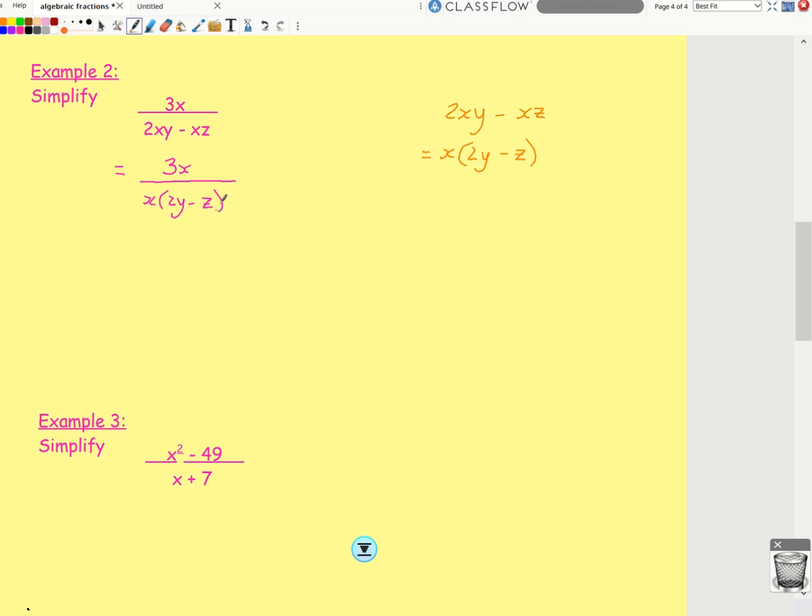Now we're going to look for things matching on the top and bottom to cancel out. So let's see any plain old numbers we've got. We've got a 3 in the top, and there are no plain old numbers on their own on the bottom, so we're just going to leave that alone. The next thing I'm going to focus in on are the plain old x's. So I've got an x in the top and an x in the bottom. They're matching and they are both multiplying what they're touching. So I'm going to go ahead and just cancel them out. So what I'm left with is a 3 in the top and a 2y take away z on the bottom. And that's my final answer there.